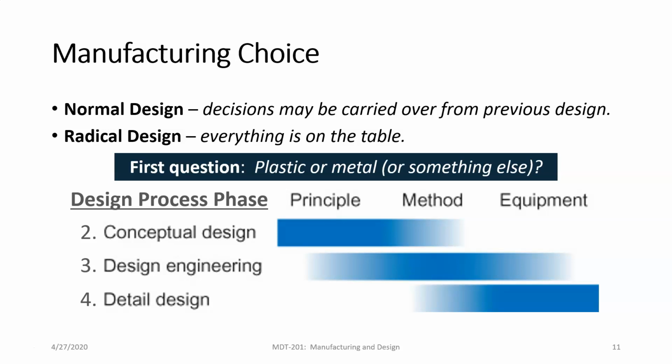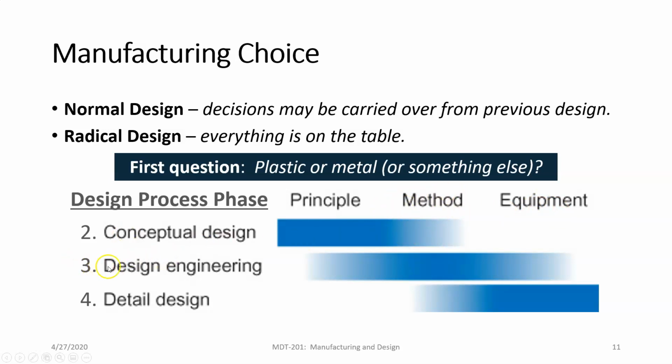Where each of those manufacturing processes, or principles, I should say, comes into play with our design process now. So in the conceptual design phase, phase 2, we're going to be focusing mostly on principle, right? That's really all we have to go with. We don't have the solution or the design framed out enough so that we can start to get into method, and certainly not equipment. Maybe a little bit of method creeps in there.